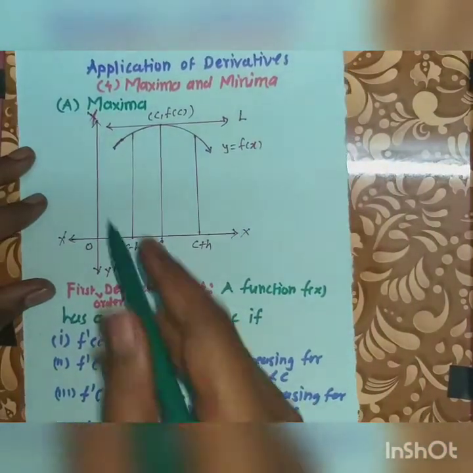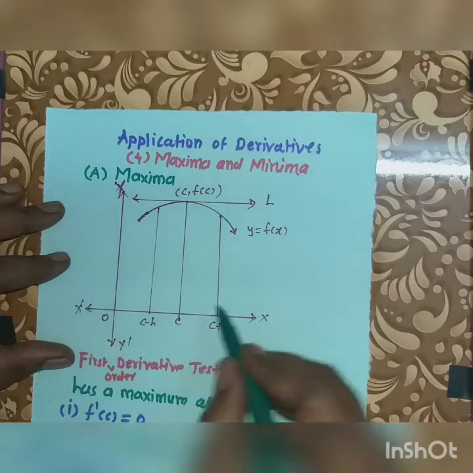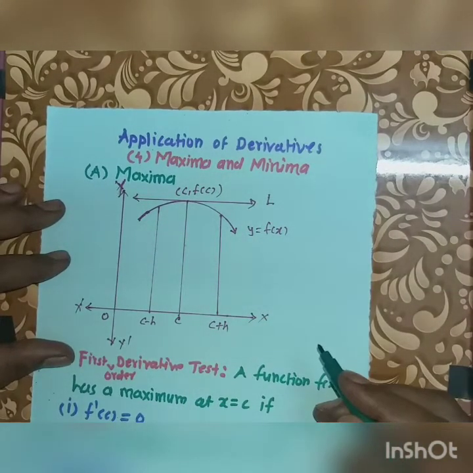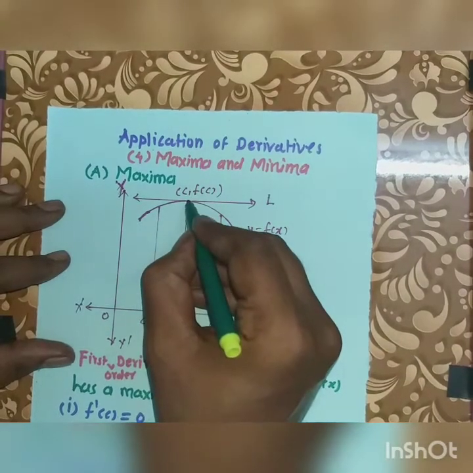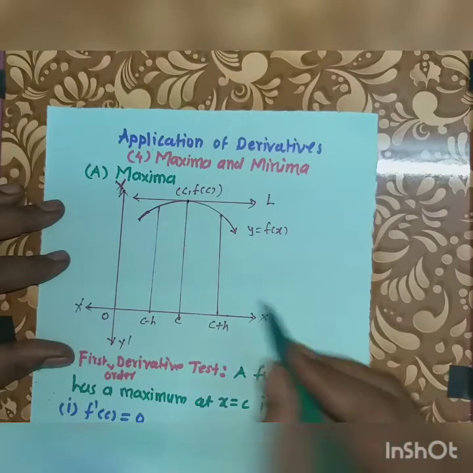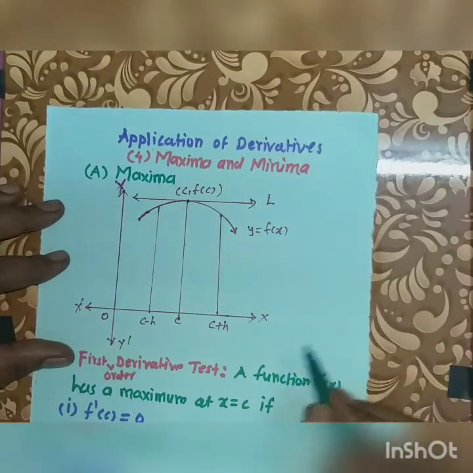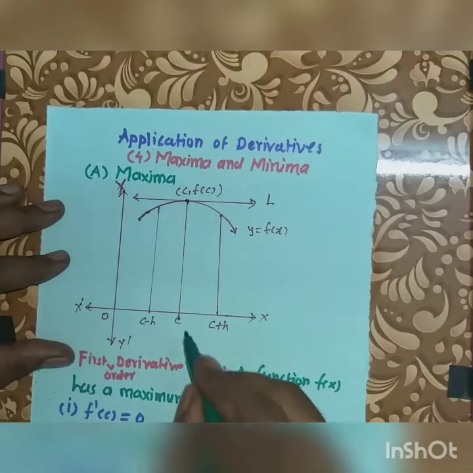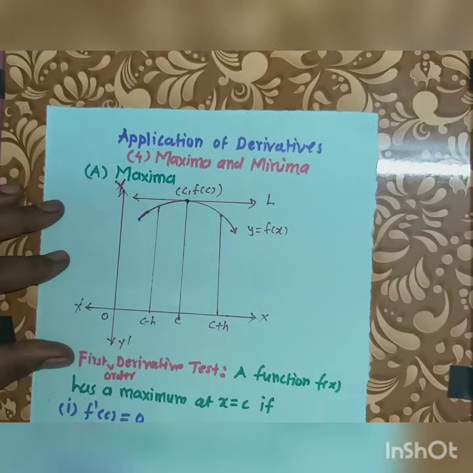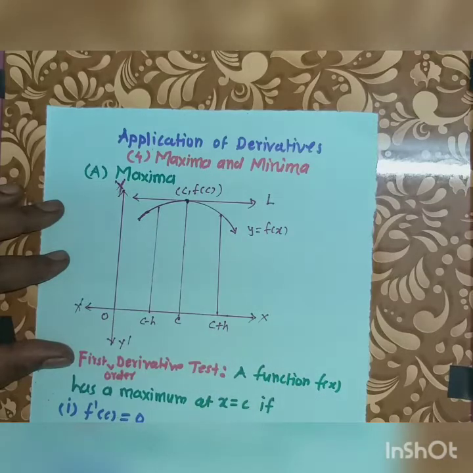Now the first is maxima. I have already drawn the figure here. Now consider y is equal to f of x is the curve. C is the peak point, its coordinates are c comma f of c. We draw a tangent at that point parallel to the x-axis, therefore f of c is maximum. We take two neighborhoods, c minus h and c plus h. h is very small but positive.